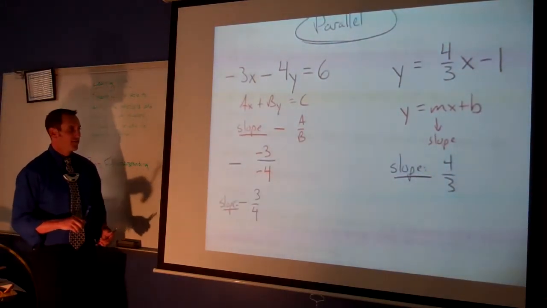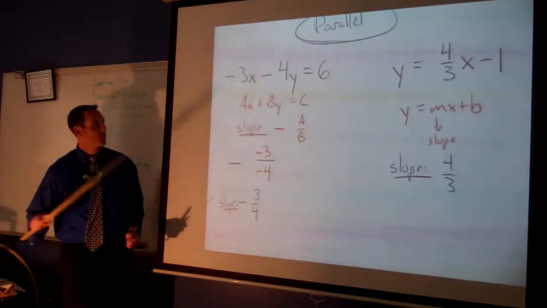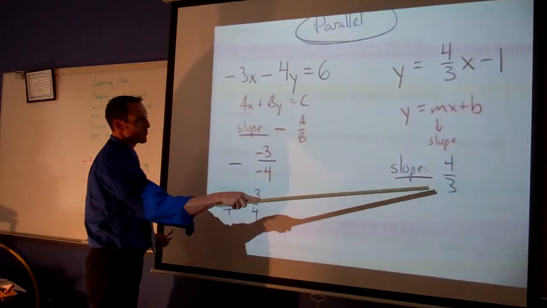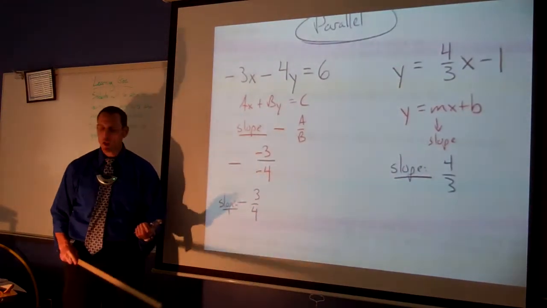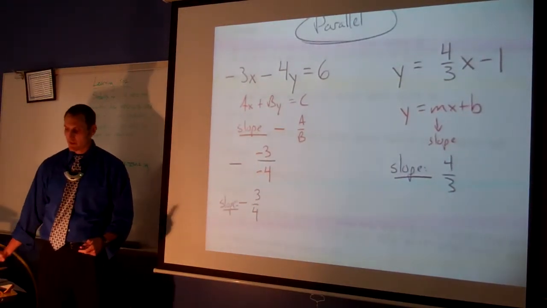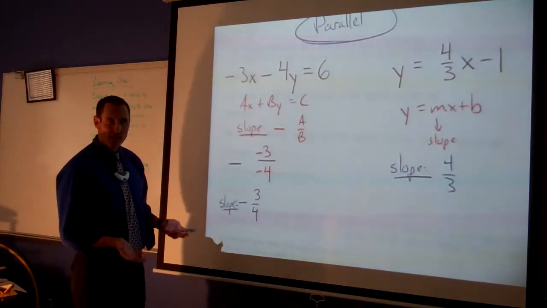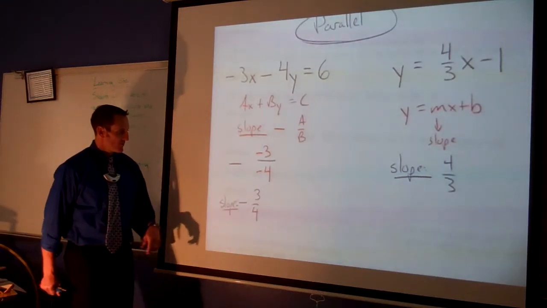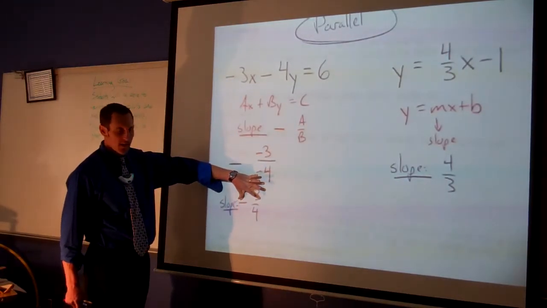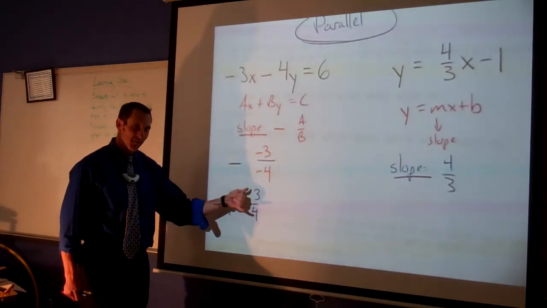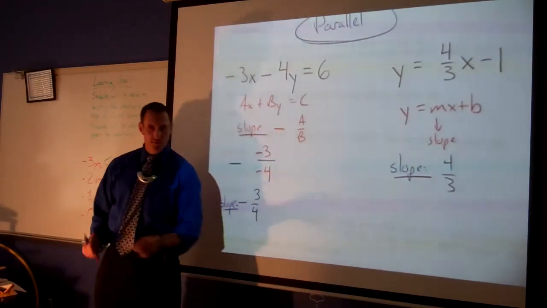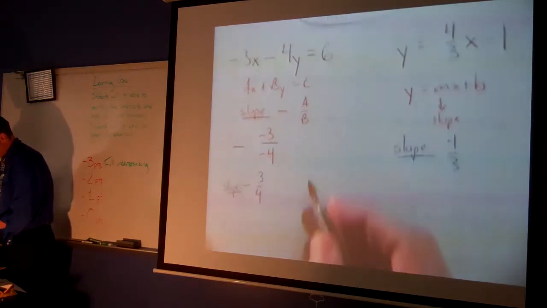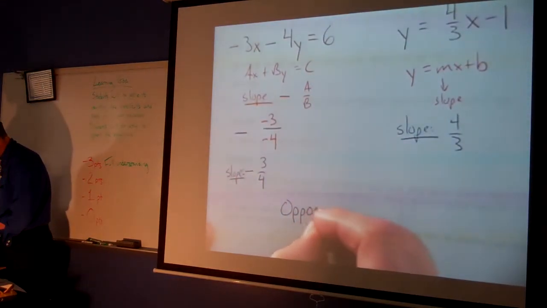Now that we have identified the two slopes, the slope of this equation, -3/4, the slope of this equation, 4/3, are they parallel, perpendicular, or neither? They're obviously not parallel, they're not the same. Are they opposite reciprocals of one another? So if I take -3/4, change the sign, and then flip the fraction, will I get 4/3? Absolutely. So these are opposite reciprocal slopes.